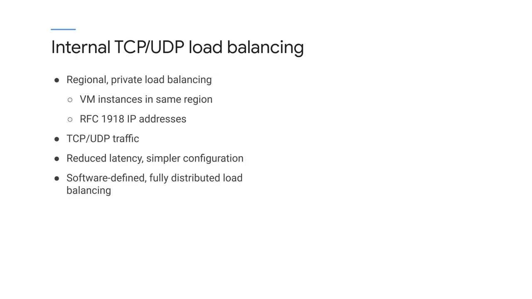Therefore, you configure an internal TCP/UDP load balancing IP address to act as the front end to your private backend instances. Because you don't need a public IP address for your load balance service, your internal client requests stay internal to your VPC network and region. This often results in lowered latency because all of your load balanced traffic stays within Google's network, making your configuration much simpler. Let's talk more about the benefits of using a software-defined internal TCP/UDP load balancing service.